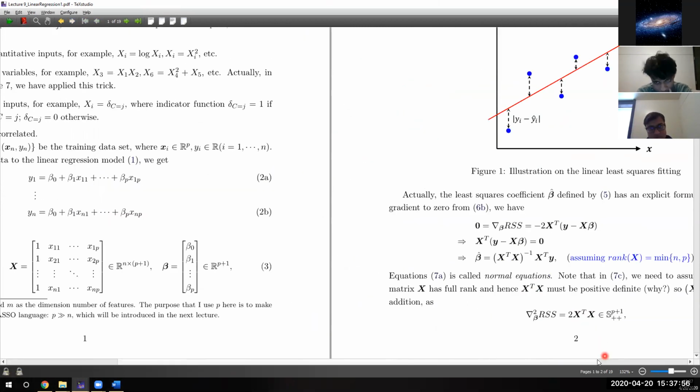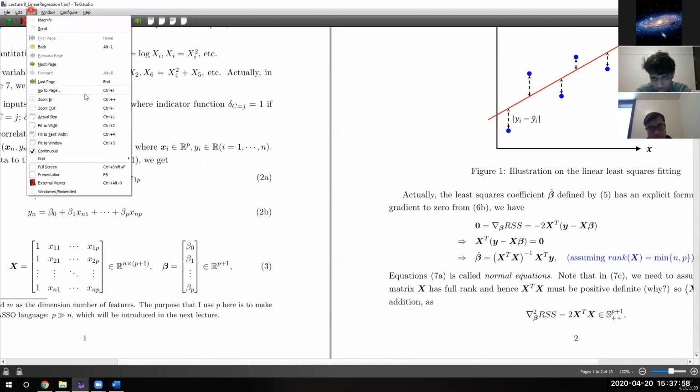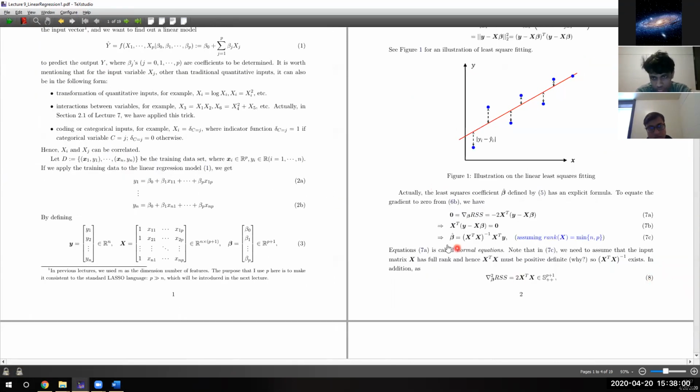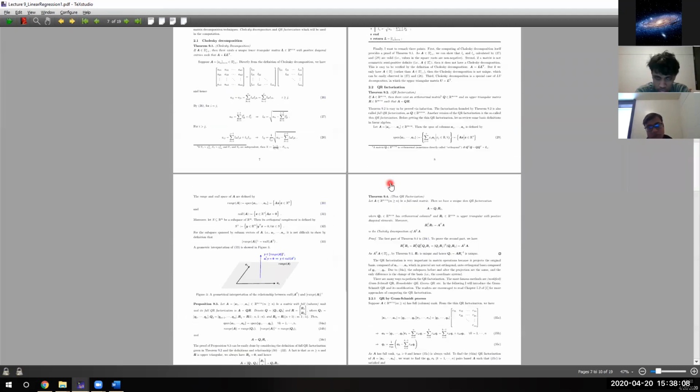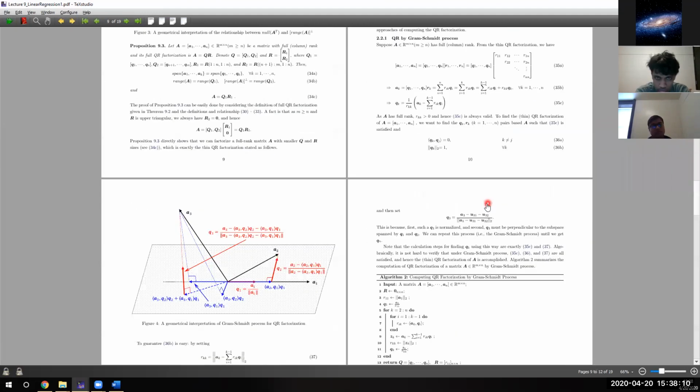Beta equals this. And the big problem is this inverse, right? Okay. Now let's have a look. What's going to happen if we first use Cholesky decomposition to solve it?